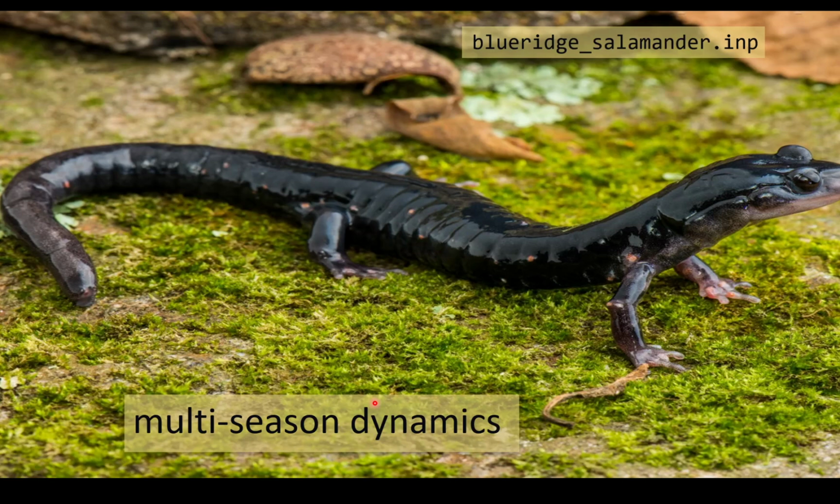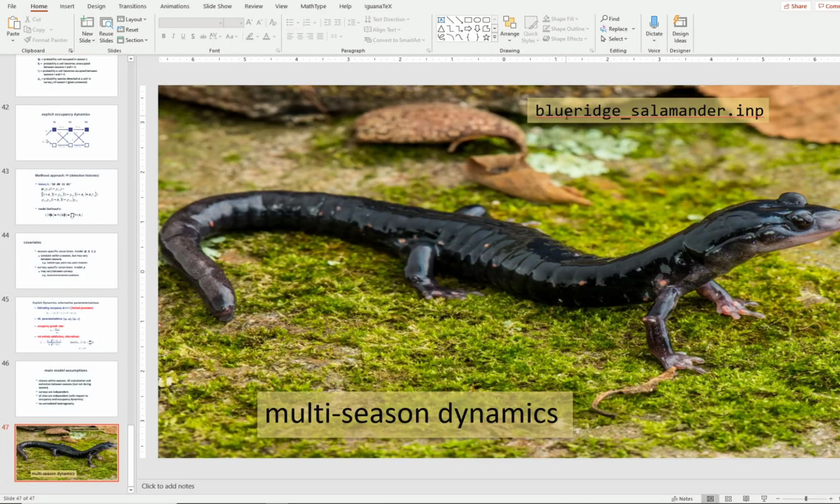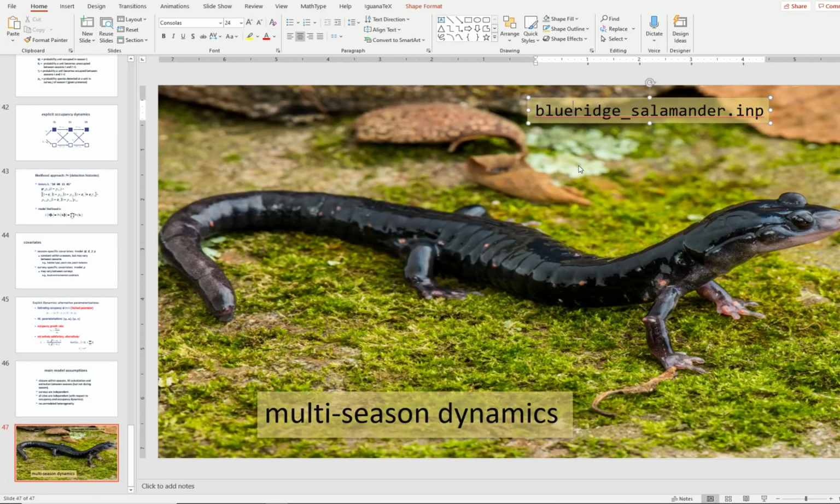So to introduce this, we're going to look at some data from the Blue Ridge salamander study. This was part of Larissa Bailey's PhD thesis, and in deference to Larissa, I should acknowledge that this was, I'm pretty sure, the very first example of the application of dynamic occupancy models to a real-world situation. And so we're going to look at a little piece of it here.